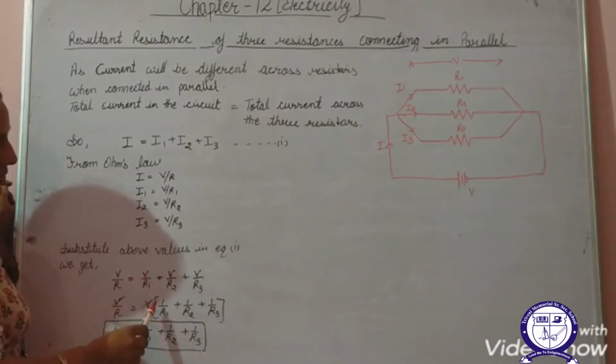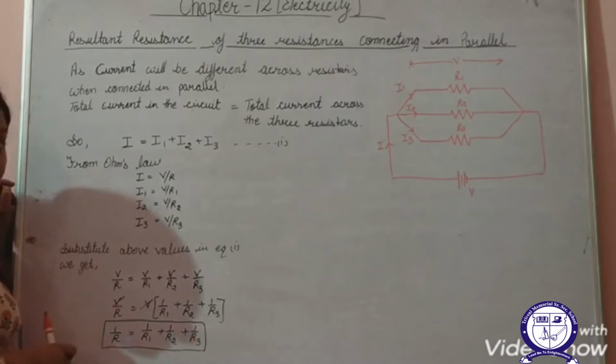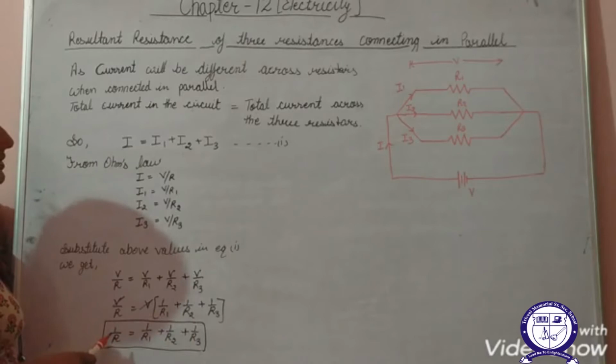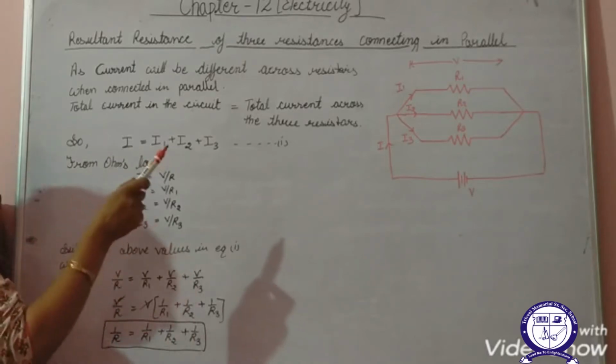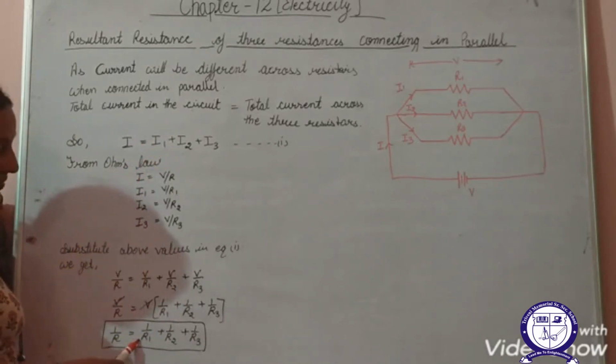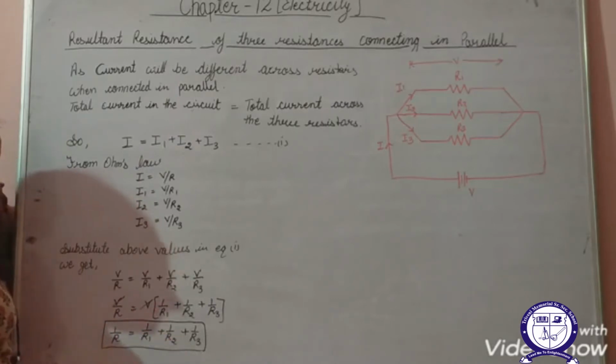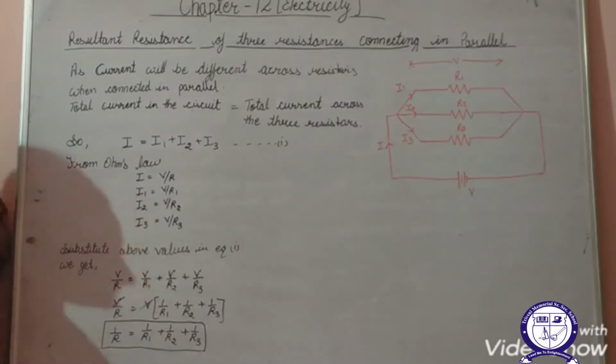Taking V as common, it will cancel out. So what we're left with is 1 by R equals 1 by R1 plus 1 by R2 plus 1 by R3. This means we can say that the reciprocal of the resultant resistance of three resistors when connected in parallel will be equal to the sum of reciprocals of the individual resistances.